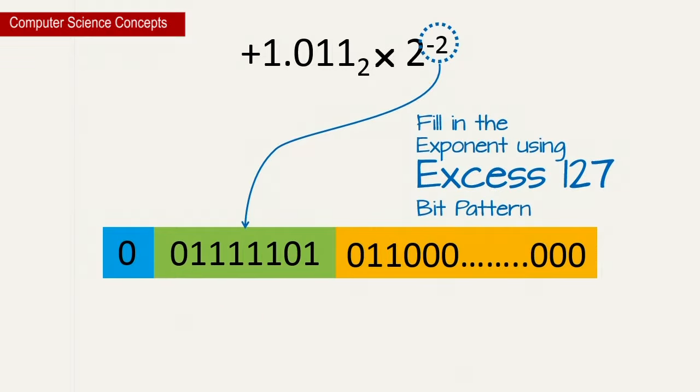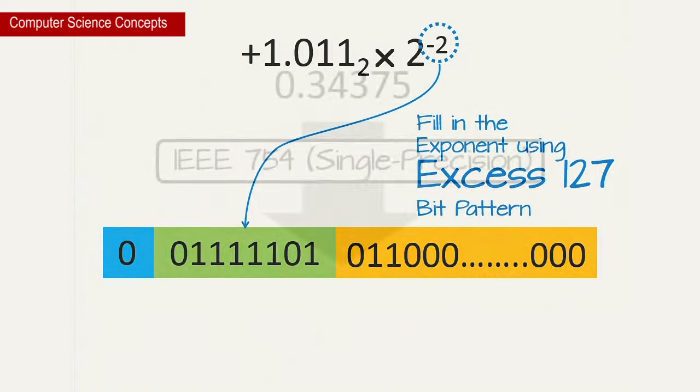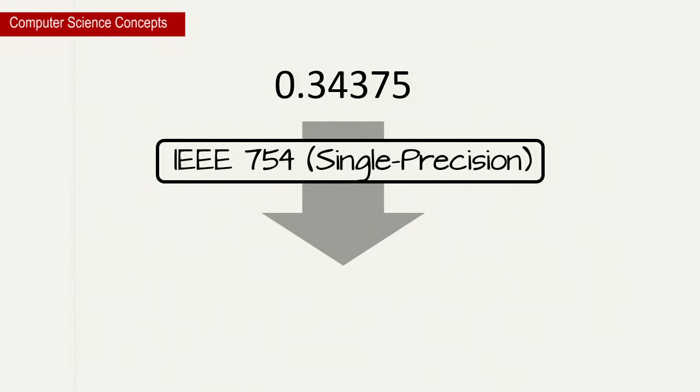Now look at the exponent part, which is the power of the radix 2. In this case, it is minus 2, which can be expressed in excess 127 bit pattern as 01111101. Now we combine the three parts together. Then the 32-bit single precision bit pattern for 0.34375 is this bit string.